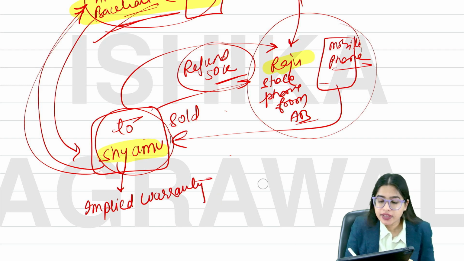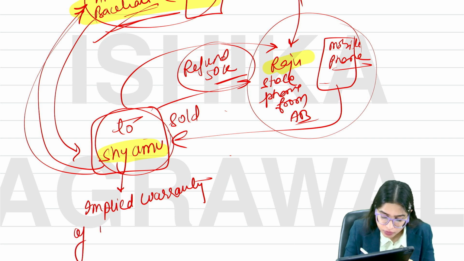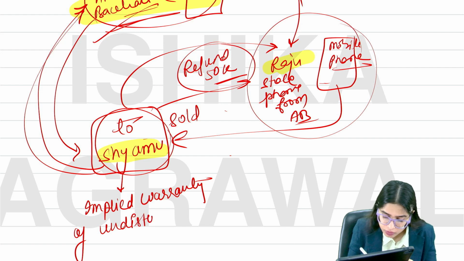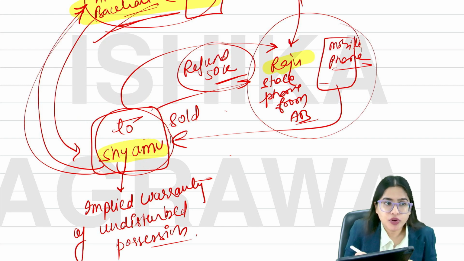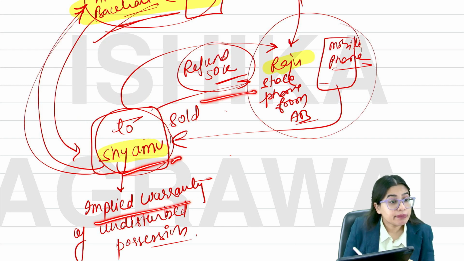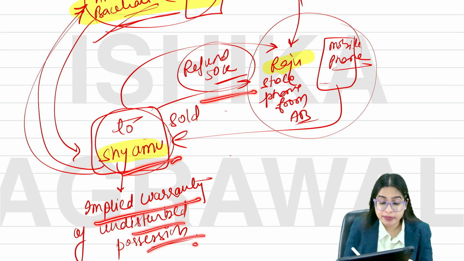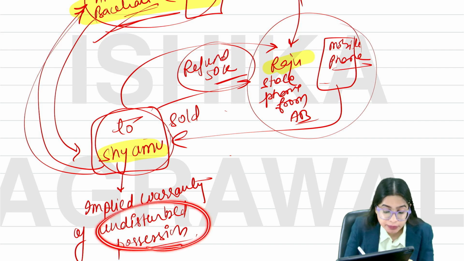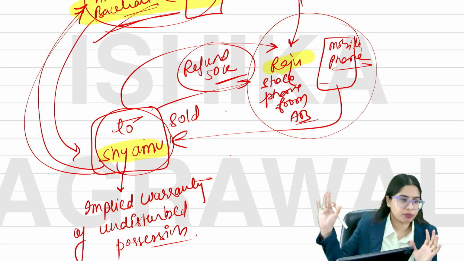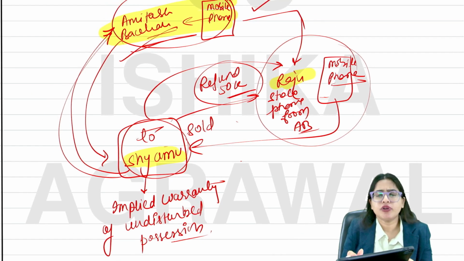He has implied warranty of undisturbed possession. If Shamu purchased this mobile phone for 50,000, then he has implied warranty of undisturbed possession, which means he can enjoy that mobile phone without any disturbance. Undisturbed possession means no one can take that phone from him.